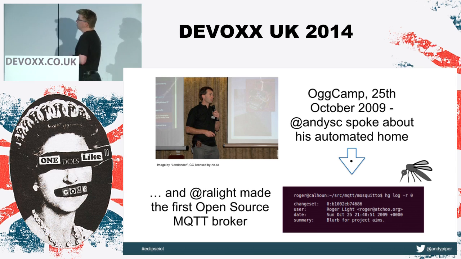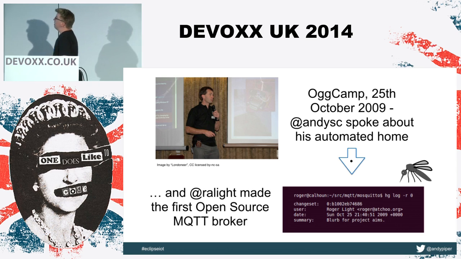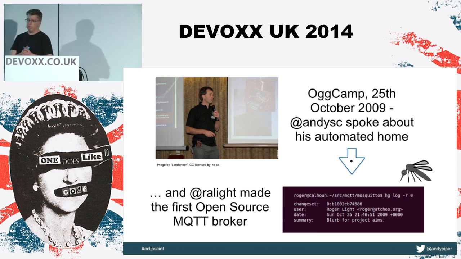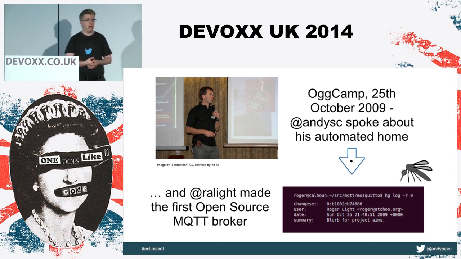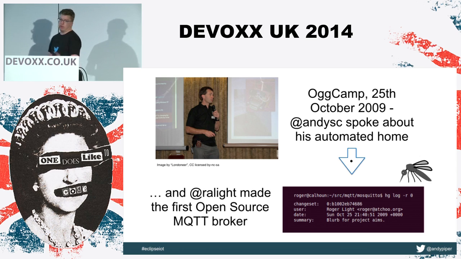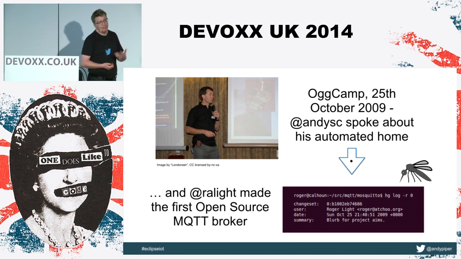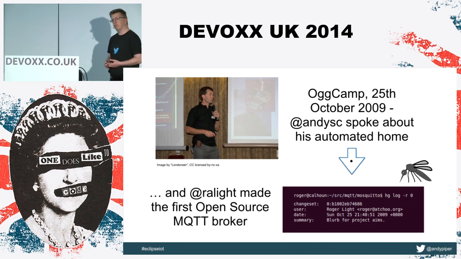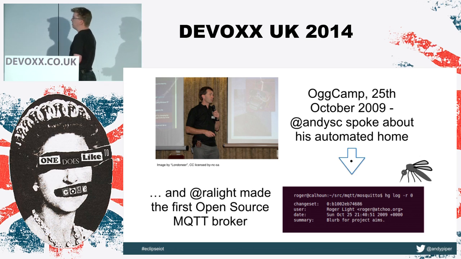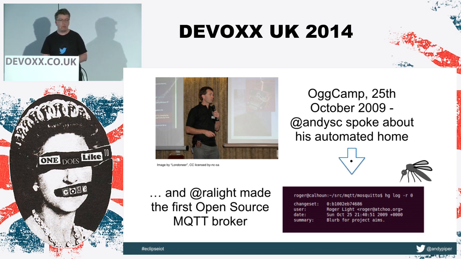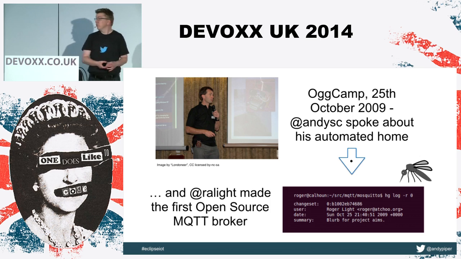Anyway, I digress massively. Andy spoke about his automated home at this OggCamp event. So this was 10 years after the protocol had been invented and was being used by him for his home. And you can see him talk about it on BBC news reports and things as well, by the way. At the time, it had been released as a royalty-free specification by IBM. And it was slowly being discovered by some members of the open source community like myself and some of my colleagues, but then, of course, I would have done because I worked with him.